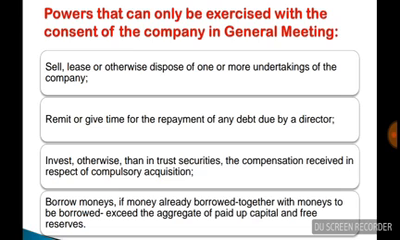Adjournment for want of quorum. Quorum means one-third of the total directors or 2, whichever is higher. Quorum means the minimum number of directors that has to be present when the board meeting is held. Adjournment for want of quorum means that if any meeting was adjourned due to want of quorum, then the meeting will be held on the same day of the next week, at the same time and the same place.